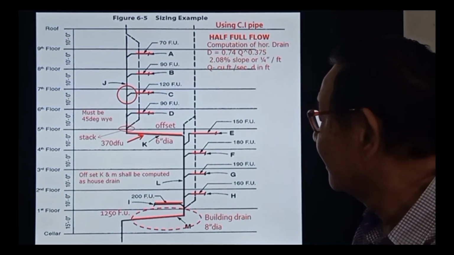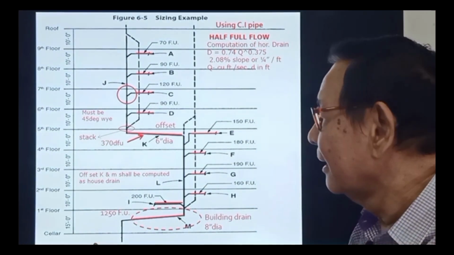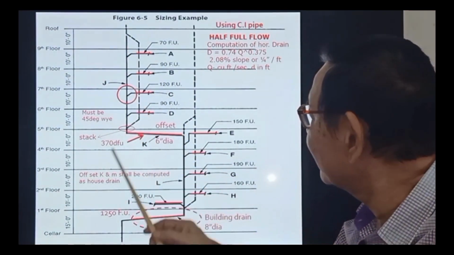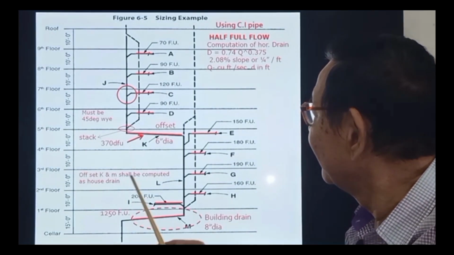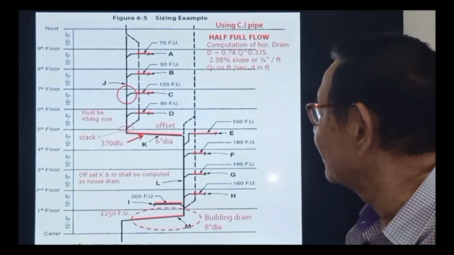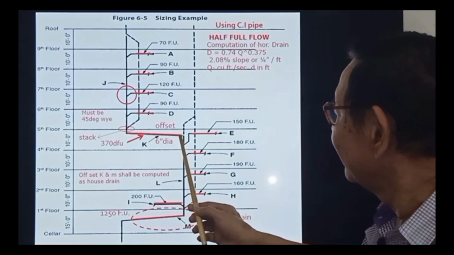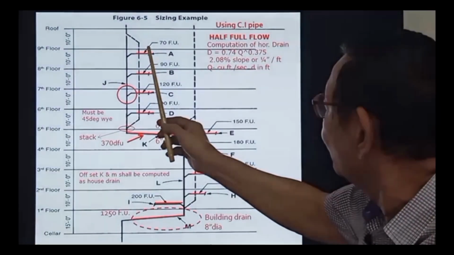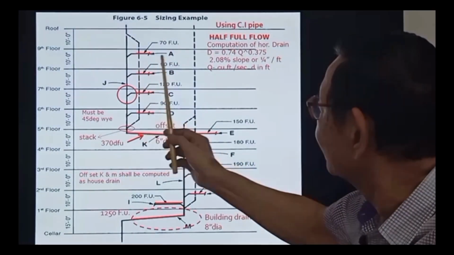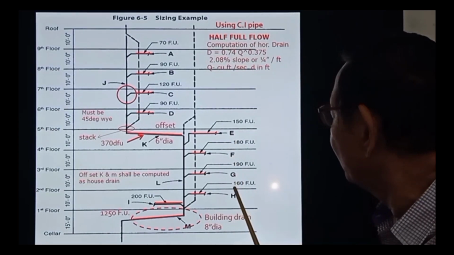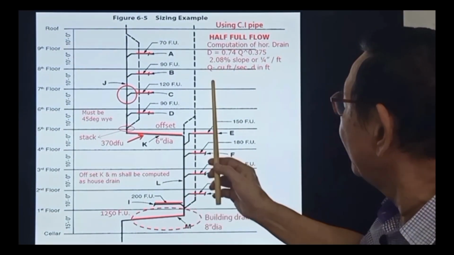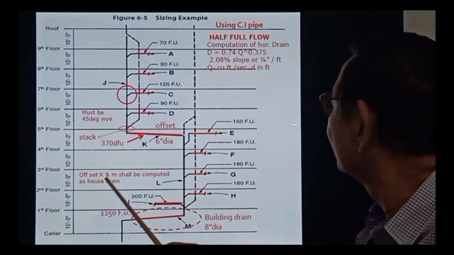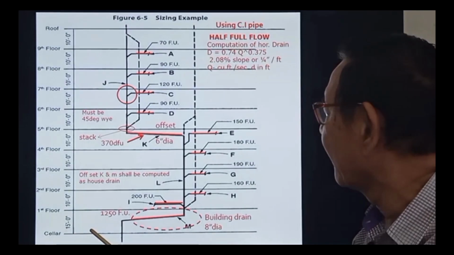Okay. This horizontal branch discharges to the stack, and then the offset uses the same formula. We are using it here also. The same formula we will be using for the horizontal branches A, B, C, D, E, F, G, H, I. All the red ones are being computed as the horizontal branch. The same slope, 1/4 fall per foot.